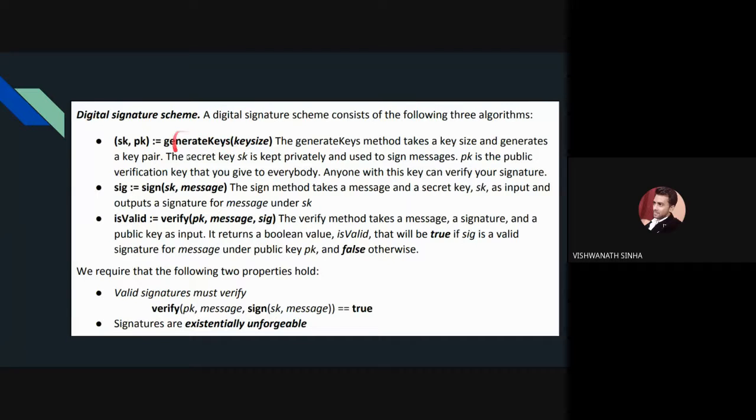So this is the scheme which I was talking about. We generate the keys, a pair of keys: a secret key, which we call the private key, and the second one is the public key. We sign the particular message with our secret key, and the third person verifies the message and this signature using the public key.